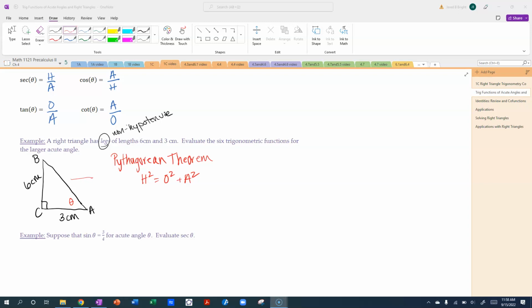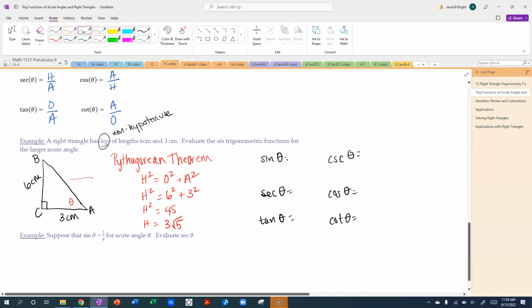In my context, hypotenuse squared is unknown. Opposite with respect to theta is the 6, so 6 squared, plus the adjacent side, which is the 3. So 36 plus 9 is 45. And if I solve for h, you can leave it as square root of 45. If you simplify it, it would be 3 square root of 5. Then I can go ahead and find the values of the 6 trigonometric functions.